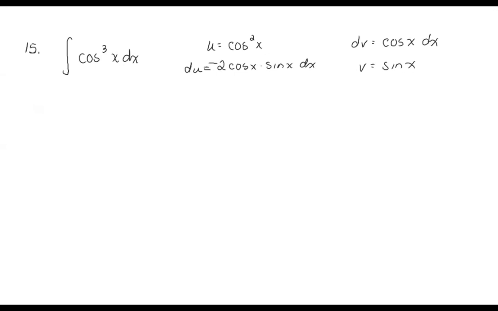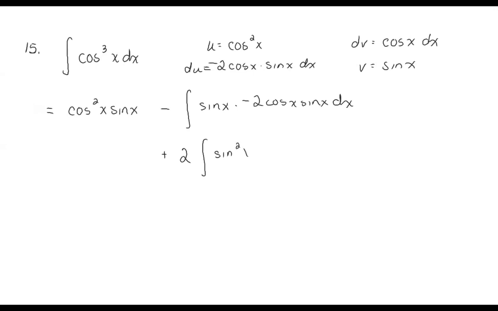u times v, so cosine squared x times sine x, minus the integral of v times du, sine x times negative 2 cosine x sine x dx. And that's a little bit ugly, but it's doable. Plus 2 times the integral of sine squared x cosine x dx.